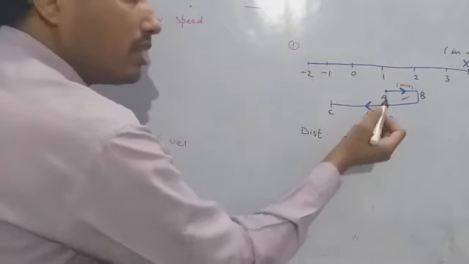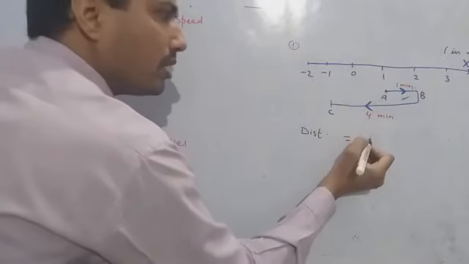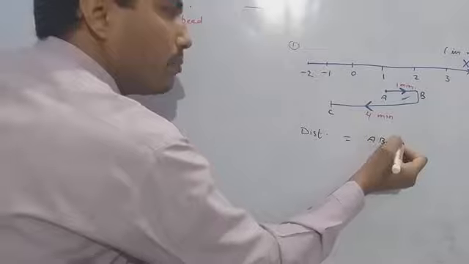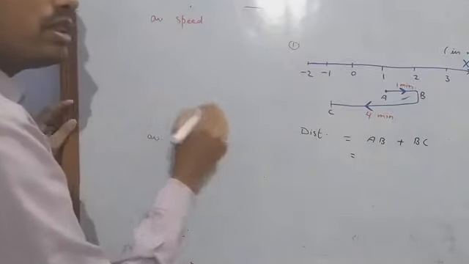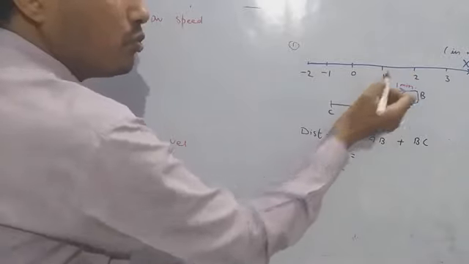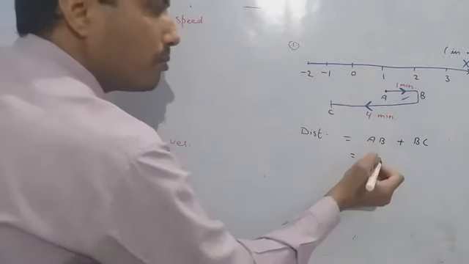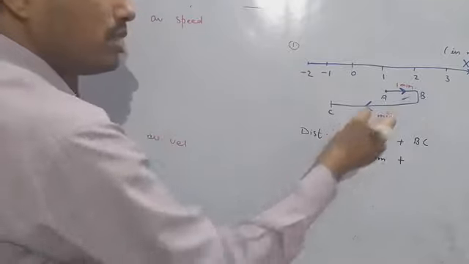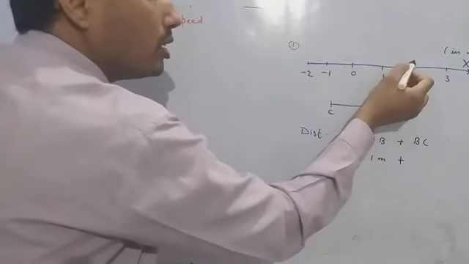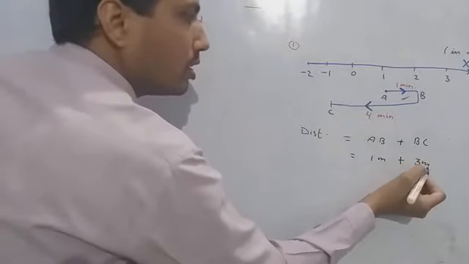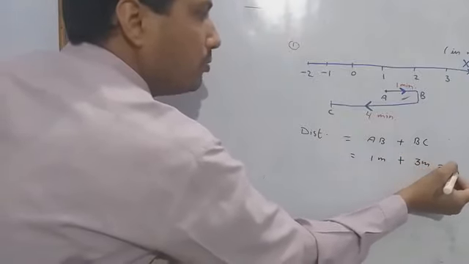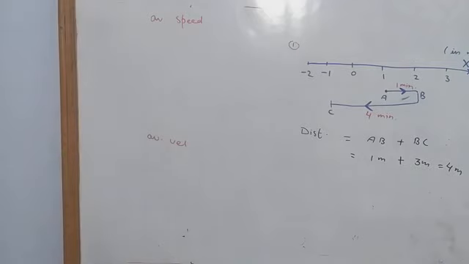Distance is nothing but path length. The total length of the path, that is from A to B, that is AB, plus from B to C, that is BC. How much will be AB plus BC? A to B is how much? That is 1 unit, 1 meter, plus what is B to C? B to C is, you can see from here, 1, 2, 3 units. So 3 meters. That is how much? 4 meters. So this is the distance traveled by the body. So AB plus BC is equal to 4 meters.